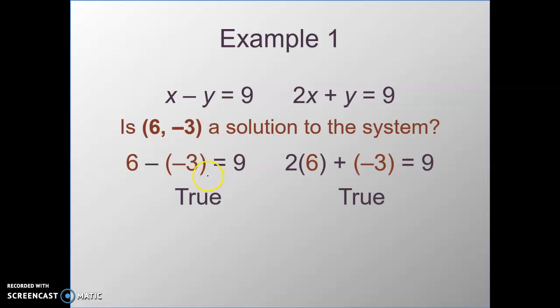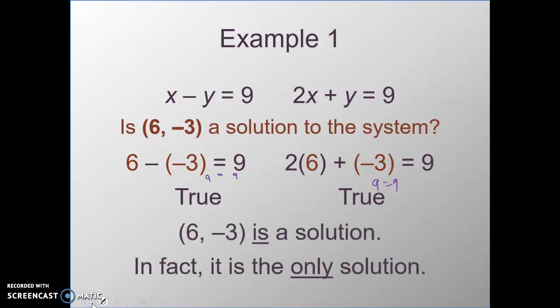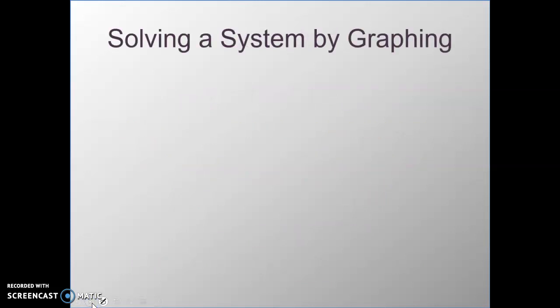When we plug both of those in, we end up with 9 equals 9. That's a true statement. And over here, 2 times 6, which is 12, minus 3 is 9. So 9 on this side equals 9 on this side. Both of those are true. So 6, negative 3 is a solution. In fact, it's the only solution.